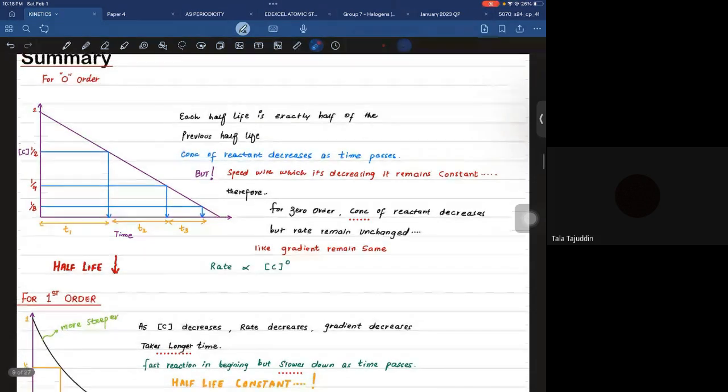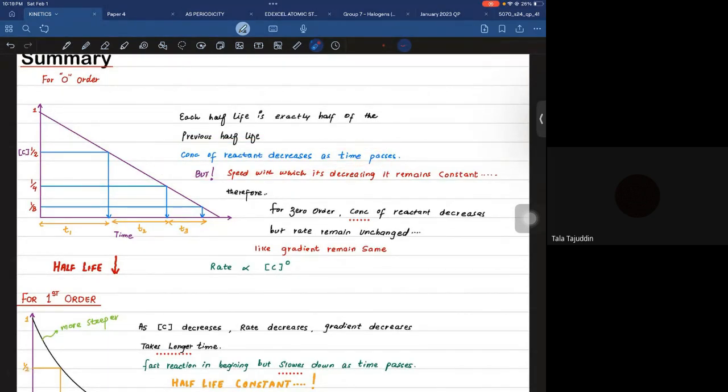Concentration of reactant decreases as the time passes, but the speed with which it's decreasing remains constant. Like the slope, the gradient, is constant. So therefore, zero order reaction. For a zero order reaction, concentration of reactant decreases, but rate remains unchanged. Since the line is straight, rate is constant, so gradient remains the same. So I can say this is a zero order reaction. You can predict the order by looking at the graph.